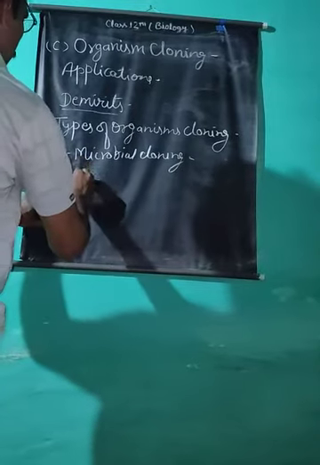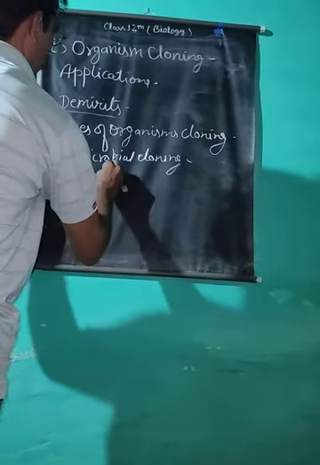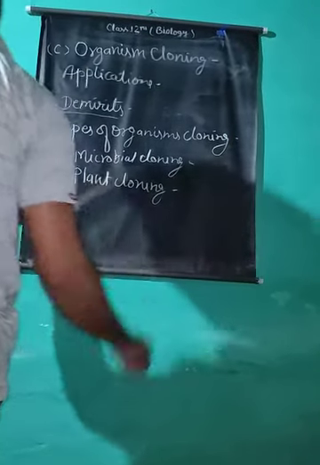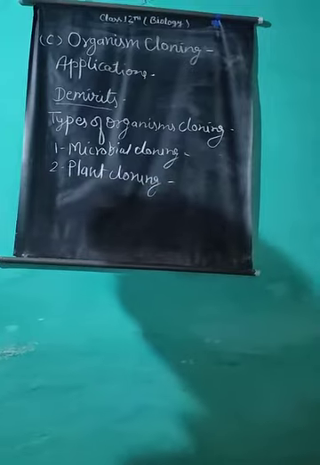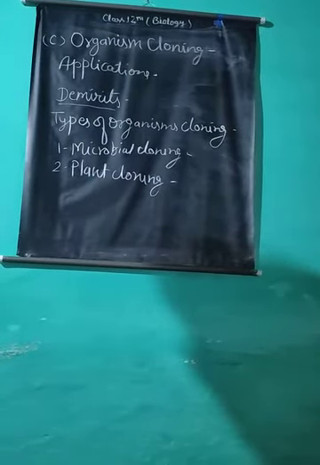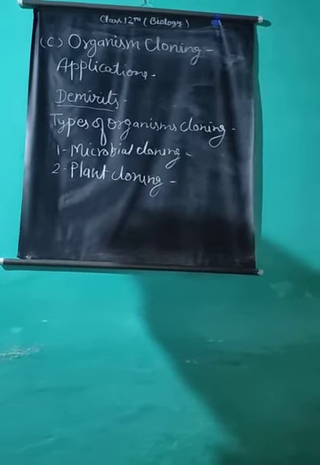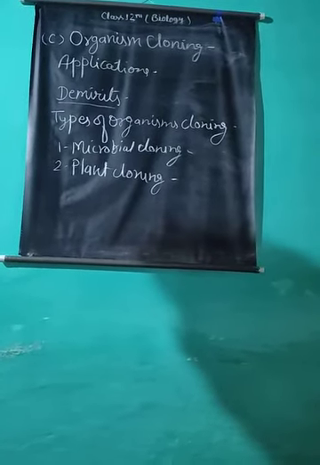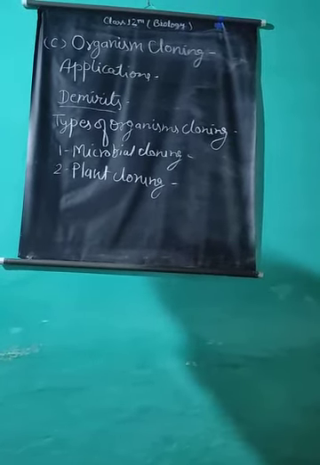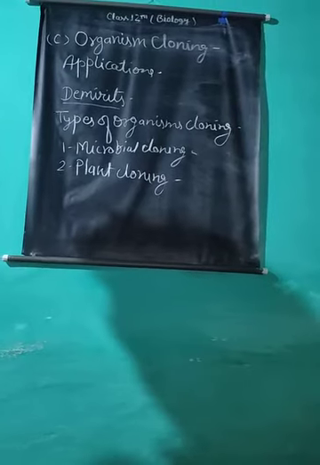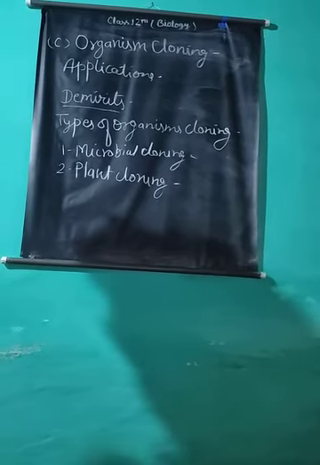Second is plant cloning. Vegetatively propagated plants are clones of their parents. Nowadays, these clones of plants are commonly produced through the tissue culture technique. The suitable plants are selected, washed, disinfected, again washed, and placed on culture medium.